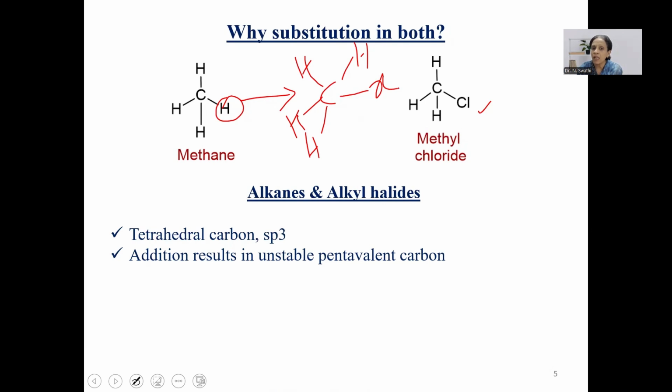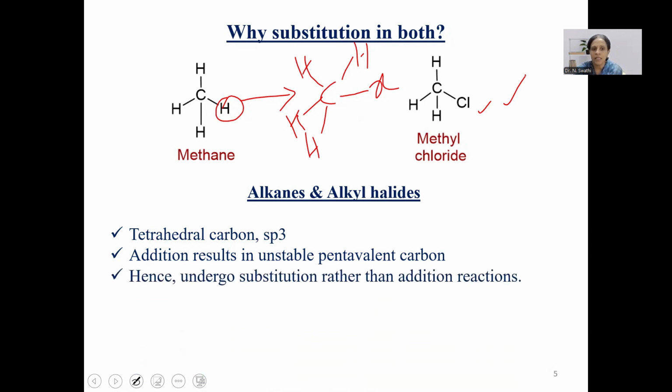And pentavalent carbon is unstable. The same is the case for methyl chloride: upon an addition reaction, it creates a pentavalent carbon, which is highly unstable. That is the reason they undergo substitution, where one of the hydrogens in the alkane or the halogen in the alkyl halide can be replaced with a nucleophile or a free radical respectively, so that there is no disturbance in the hybridization state of the central carbon, which results in the formation of a stable product.